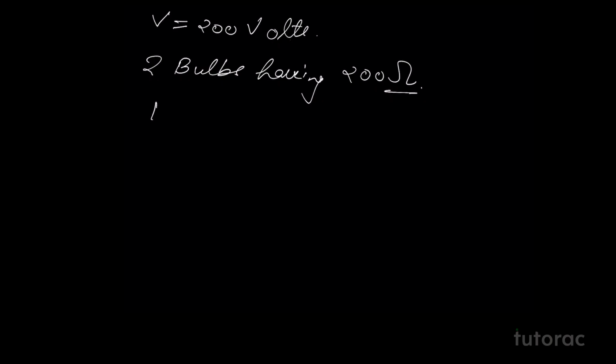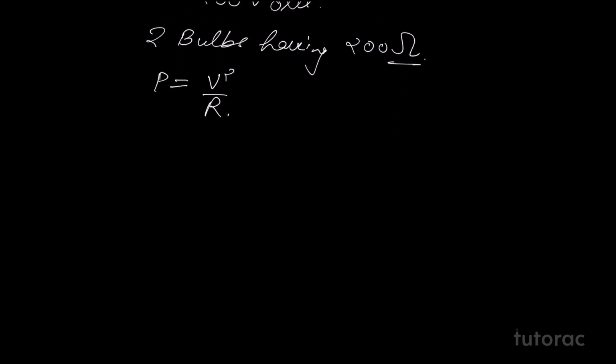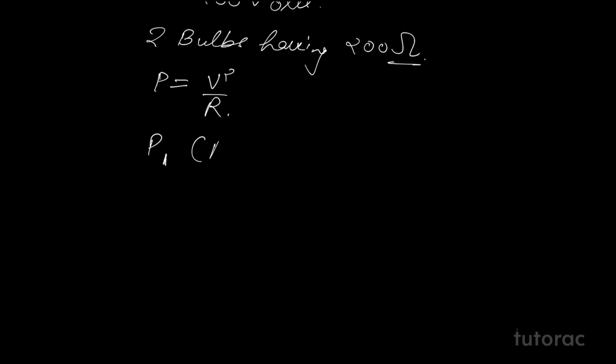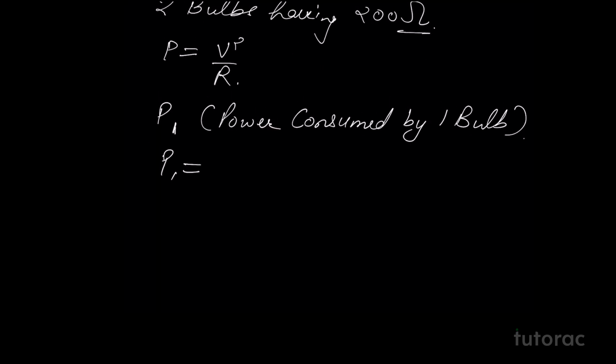And now, if I ask you to calculate the power, how will you do that? Let's try to understand. Power is defined by V square by R, in terms of resistance. So we have the power consuming devices and those are 2. Let's start with power 1, the power consumed by 1 bulb. So P1 is equal to V square by R.